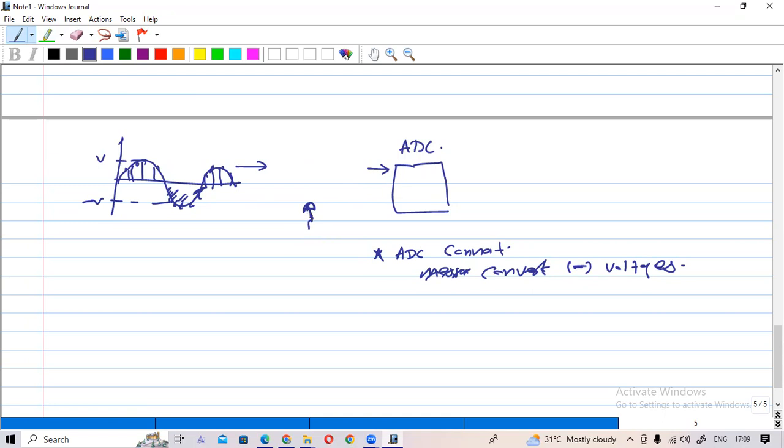What you have to do? I need the answer. All of you should know what this is. What we have to do? If we can't measure minus voltage, what can we do? This minus voltage we can't measure. Then what we have to do?